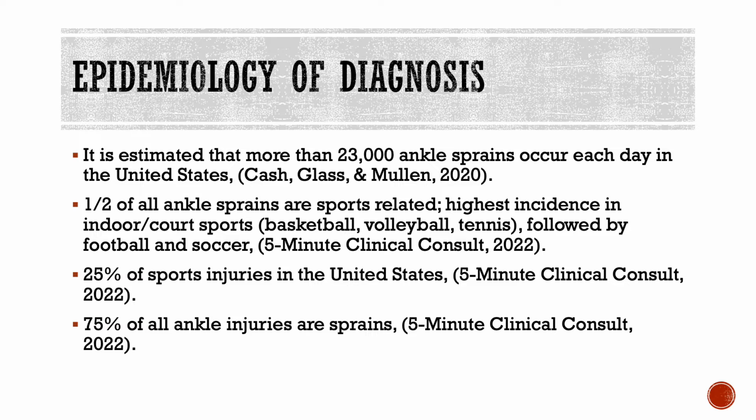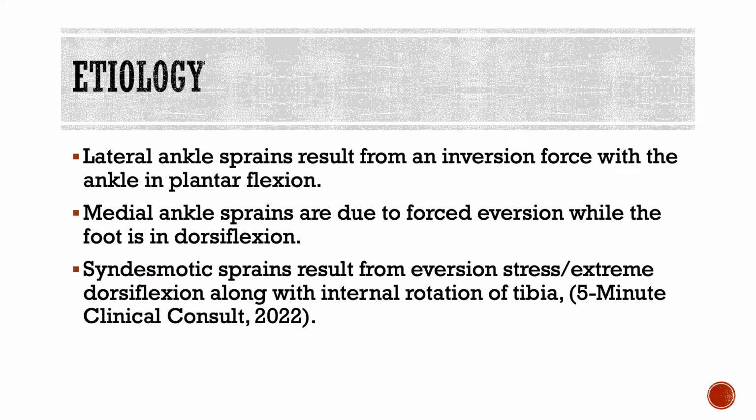It's estimated that more than 23,000 ankle sprains occur each day in the U.S. Half of all ankle sprains are sports-related. Highest incidence is in indoor or court sports such as basketball, volleyball, and tennis, followed by football and soccer. 25% of sports injuries in the U.S. and 75% of all ankle injuries are sprains.